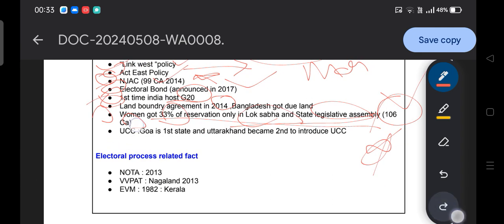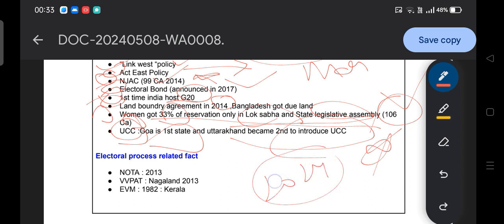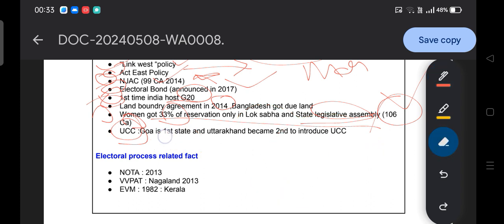Then the Uniform Civil Code, guys. Goa is the first state, and Uttarakhand became the second state to introduce the Uniform Civil Code, in 2024. They can simply ask: which is the first state to introduce the Uniform Civil Code? It is Goa, and Uttarakhand is the second. We have discussed that as well.